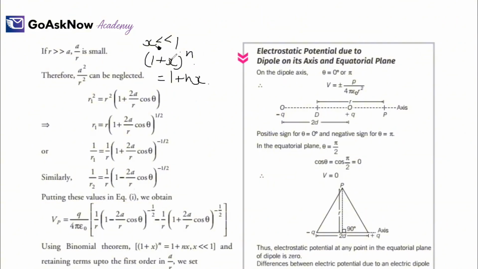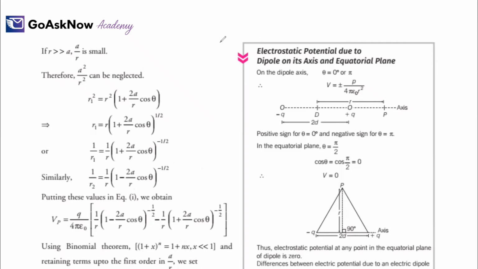If x is very less than 1, then the next term is n(n minus 1) upon 2 factorial times x square. Since x is very less than 1, these terms will be very small, so they can be neglected. After that, the x cube term will come. The x square is very small, x cube is also very small. That is why we are left with 1 plus nx only. So we will neglect the remaining terms. So yes, (1 + x)^n is 1 + nx.